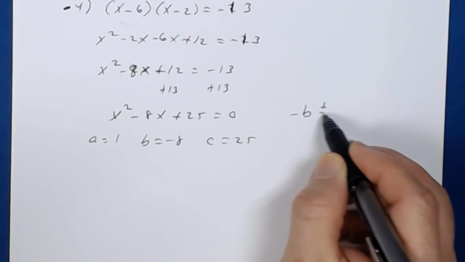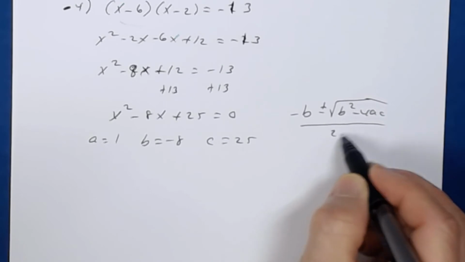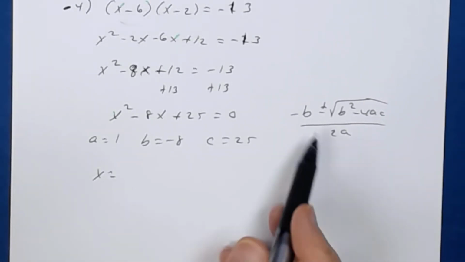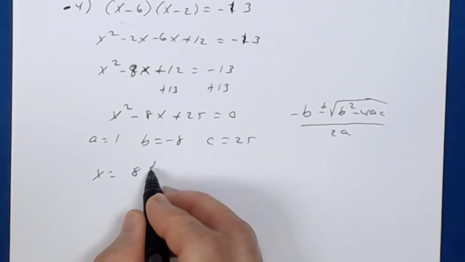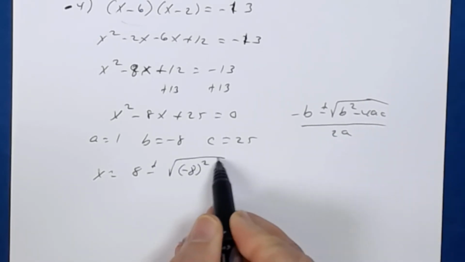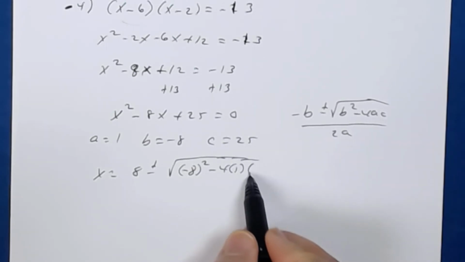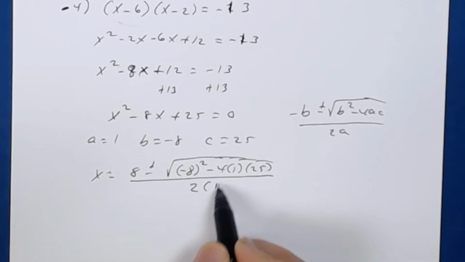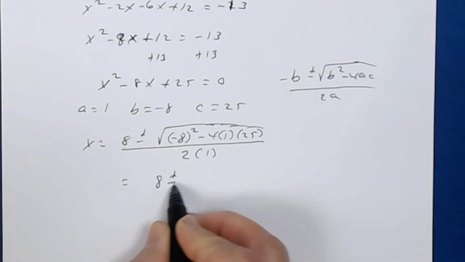The opposite of b, plus or minus the square root of b squared minus 4ac, all divided by 2a. So I get x equals the opposite of b. Well, b is negative 8, so the opposite of negative 8 is a positive 8, plus or minus the square root of b, which is negative 8, I'm squaring it, minus 4 times a, which is 1, times c, which is 25, all divided by 2 times a, which is 1. So I get x equals 8 plus or minus the square root of.